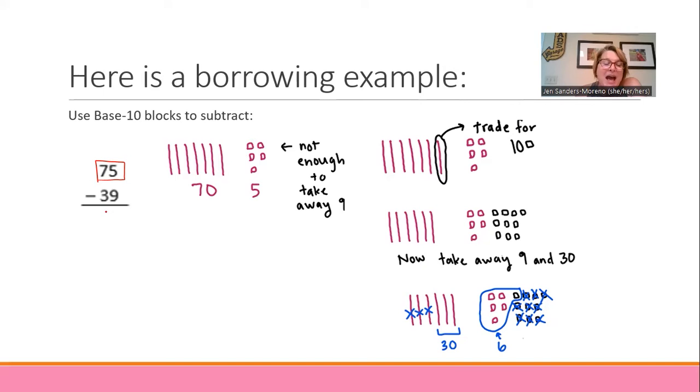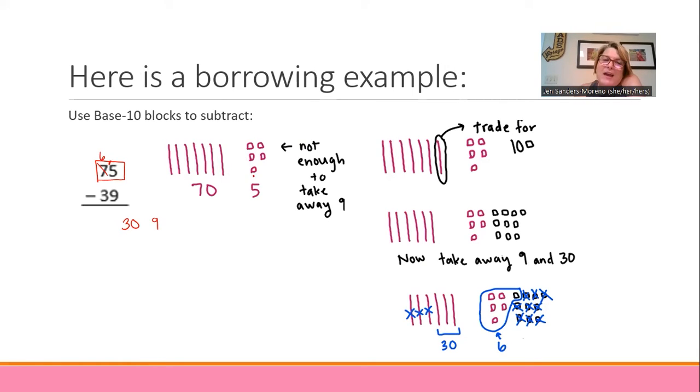Now we're going to ask the students how many we're going to take away, and they're going to tell me they're going to take away 39. So they're going to take away 3 sticks and 9 cubes. And they're going to have that aha moment: Miss Jen, there's not enough to take away 9. What do I do? Remember for subtraction, you probably are having this moment too. We've been taught to take that 7, cross it off, write a 6, and then this is now a 15. It's called borrowing. Why do we borrow? Well, that's what the base 10 blocks are going to help the students realize.